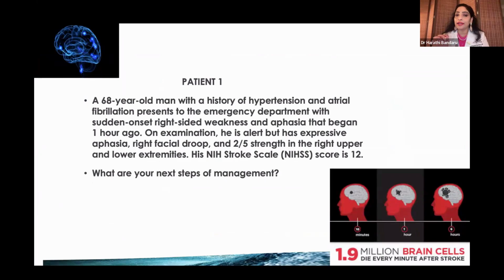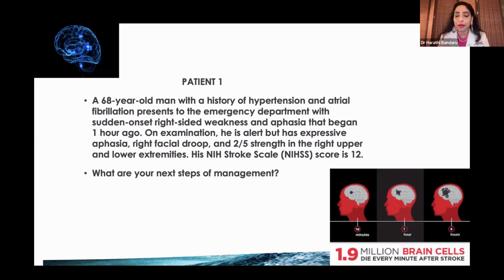A 68-year-old man with medical history of hypertension and atrial fibrillation presents to the emergency department with sudden onset of right-sided weakness and aphasia that began 1 hour ago. Please pay attention. The symptoms started 1 hour ago and he's alert and he has significant expressive aphasia, right facial droop, and the strength is 2/5. So what do you do next?